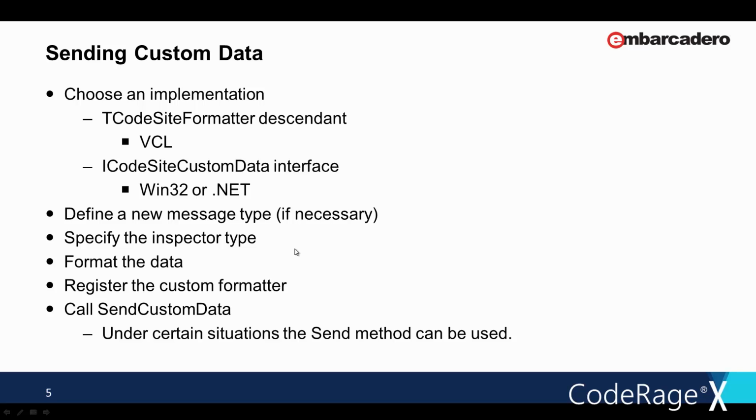We're going to define a new message type to associate the message type that's used in the send with which formatter is used for that. We need to specify the inspector type. How do we want the data to appear in the inspector pane? Then format the data so that it looks appropriate. Register our custom formatter. That's if you're using a CodeSite formatter class. If you're using the interface implementation, you don't need to do that. And then call send custom data, or in certain situations where it knows the mapping from the number, you can just call send.